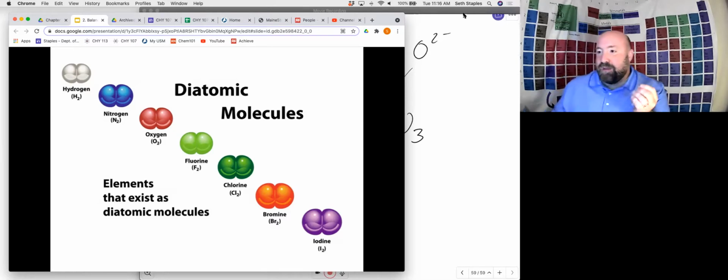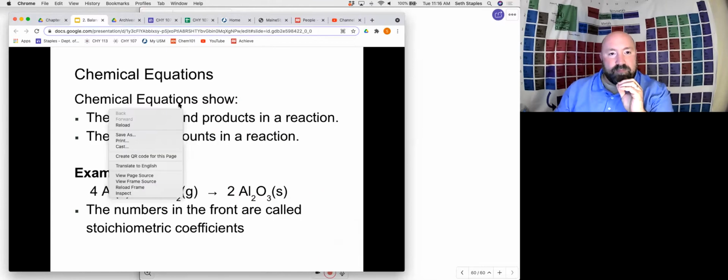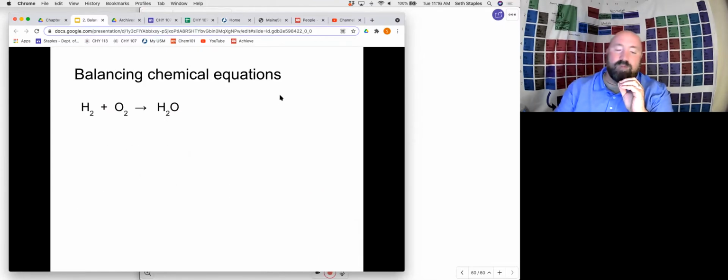The reason that I bring this up now is that we're going to see where these stoichiometric coefficients come from that I talked about. Let's talk about the formation of water.